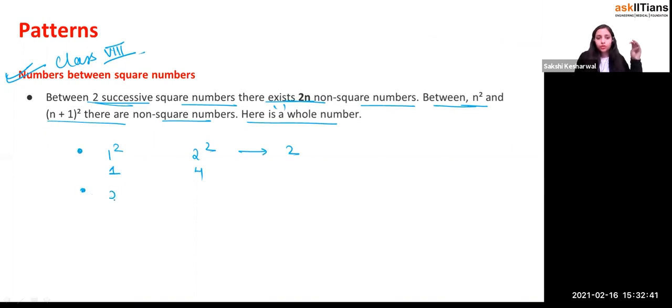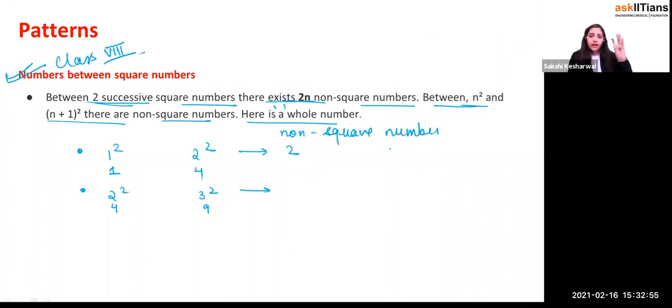Now, this is the first point. Second point, let's talk about 2 square and 3 square, right? 2 square is 4, and 3 square is 9. So between them, how many non-square numbers exist? 5, 6, 7, 8. 4 are there. Coming to 4 square and 5 square, how much is that, beta? 16, and this is equal to 25.